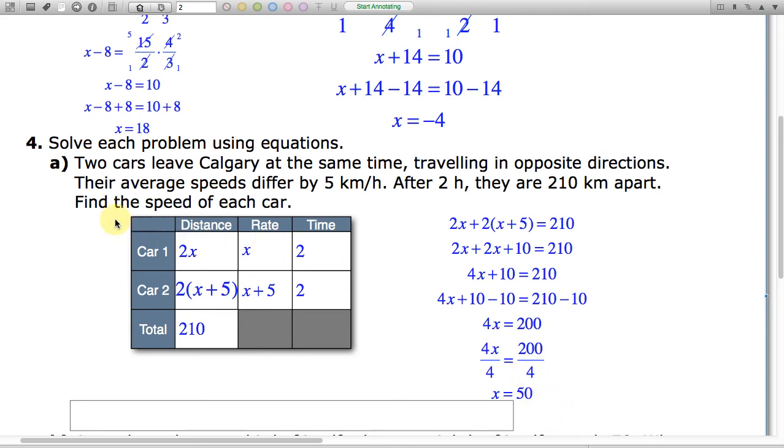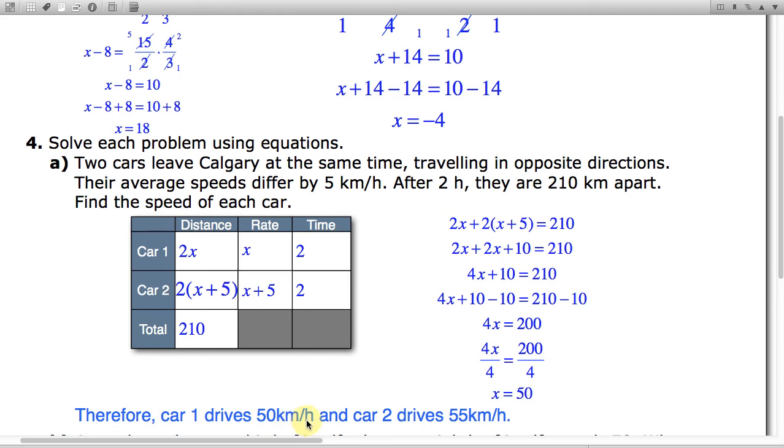So now we want to answer the question, we want to find the speed of each car. So one car has a speed of 50 kilometers per hour, that's car number 1. And car number 2 is 5 kilometers per hour faster than that, so you have to do 50 plus 5, that's 55 kilometers per hour.